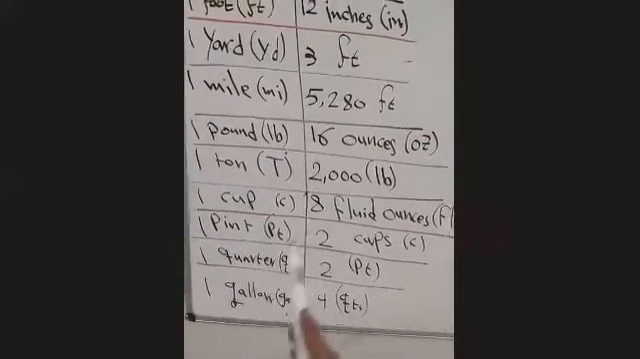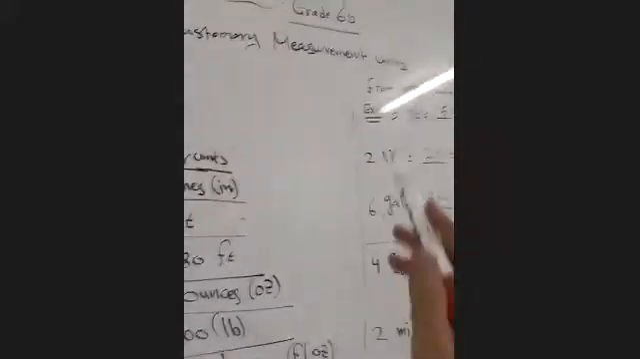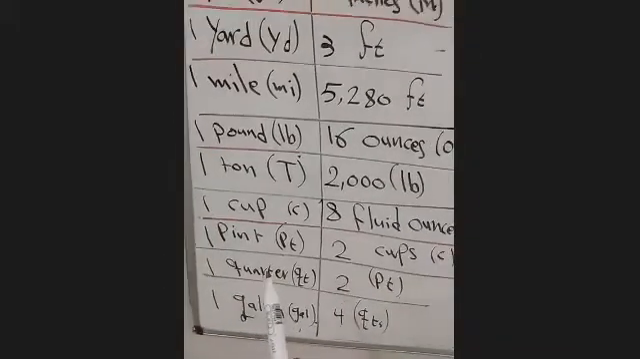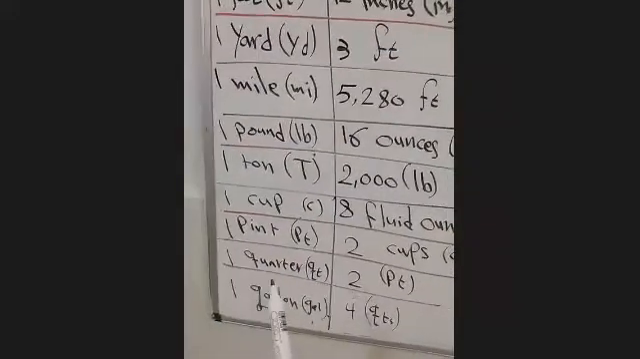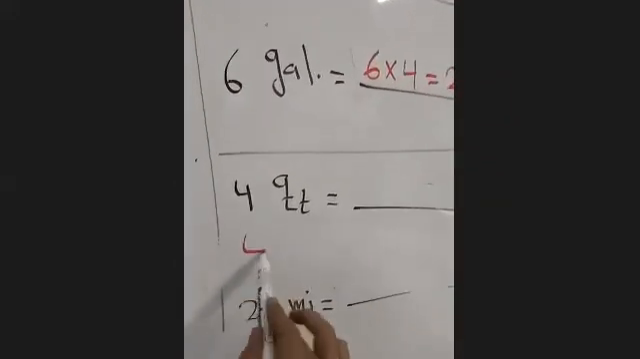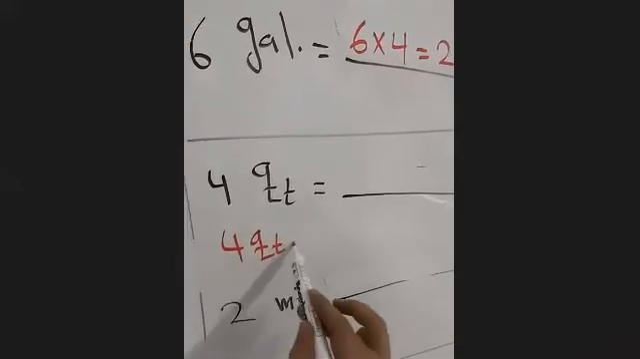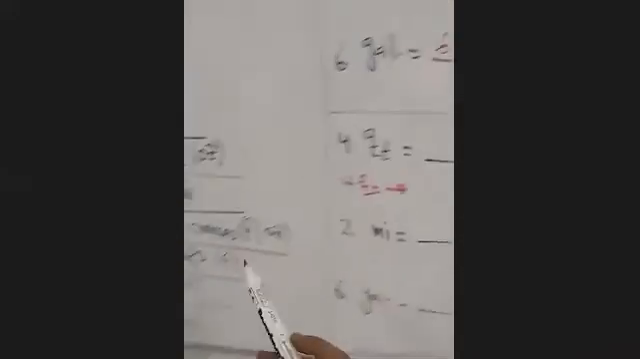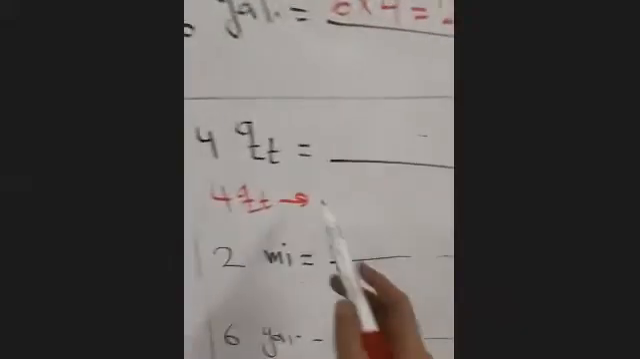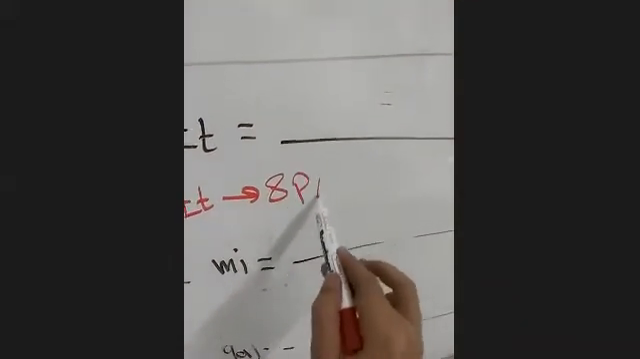So first, guys, I'll turn the quarter to what? I cannot turn directly between them, like the first one here. So I will turn the quarter to pint. But if 1 quarter equals 2 pints, how much will 4 quarters be? 4 quarters in pints should be 4 multiplied by 2, which is 8 pints.